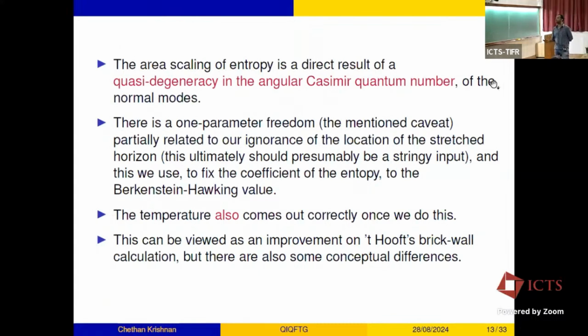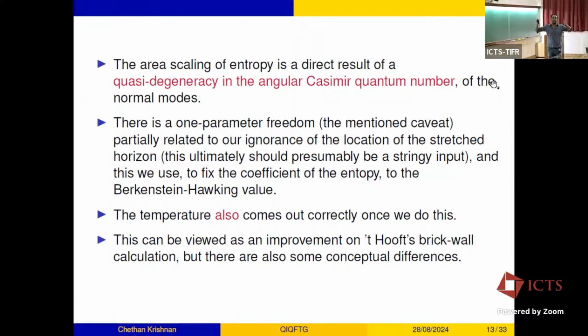So once we choose this one parameter freedom that I mentioned, and I can tell you more about it afterwards, the precise way in which it is fixed, the temperature also comes out correctly, and that's one useful thing. I'll talk more about comparison with 't Hooft maybe later. The point is that in 't Hooft's calculation, he has to specify both the energy and the temperature, because he did not compute the normal modes explicitly.